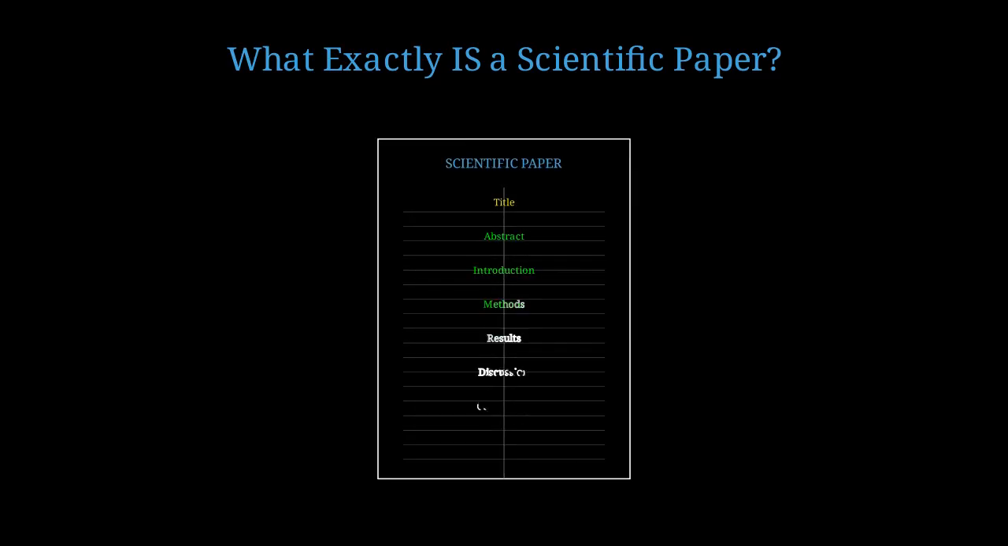Let's start with the basics. What exactly is a scientific paper? A scientific paper is a formal document that presents original research findings to the scientific community. It has a very specific structure. At the top you have the title, then an abstract, which is a summary, followed by the introduction, methods, results, discussion, conclusion, and references.